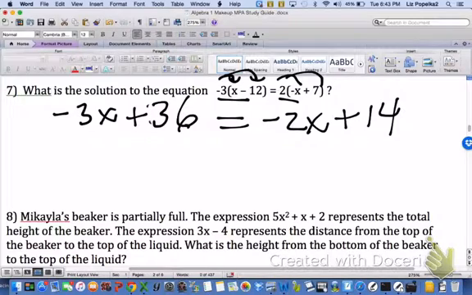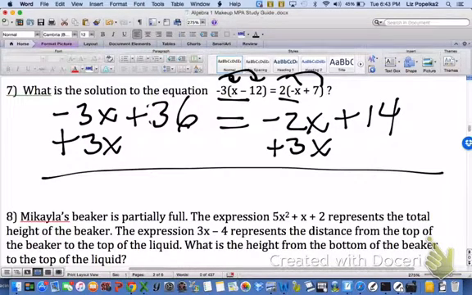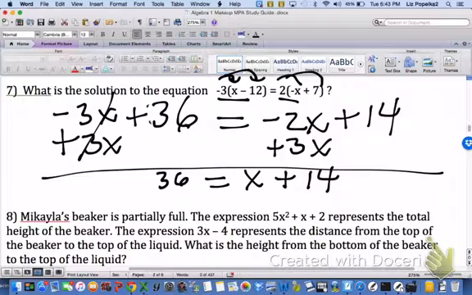Now I've got a nice little equation. It just has a variable on each side, so it's a little bit easier to work with. Doesn't matter which one of these x's I get rid of. For no particular reason, I'm just going to get rid of the negative 3x. So I'm going to do plus 3x on both sides. That's going to leave me with a 36 over here and an x plus 14 over here.